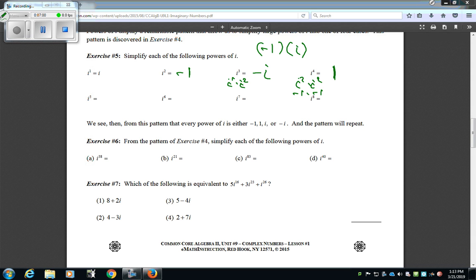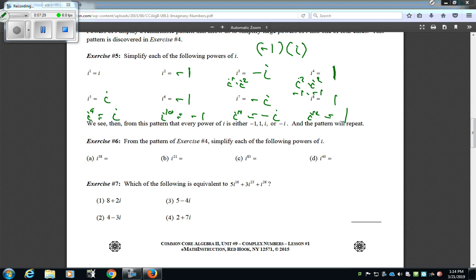times negative 1. Now there's a pattern with this, and what happens is those same four values end up repeating over and over. So if you do 9th, 10th, 11th, and 12th, you're going to get i, negative 1, negative i, and 1.